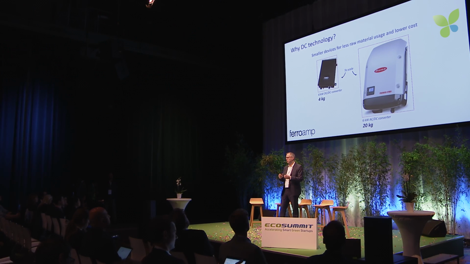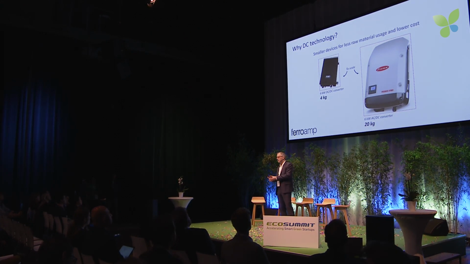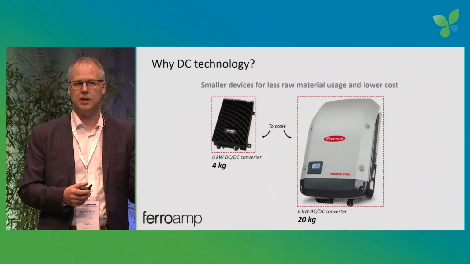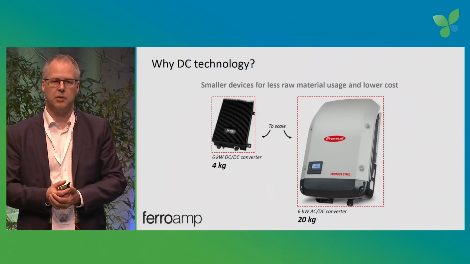Something that I would like to highlight last is why DC grids and DC technology is interesting. This is a comparison. On the left-hand side of the picture, you see our solar string optimizer. It's used to connect solar panels to a DC grid. On the right-hand side, you see a market-leading inverter, which is used to connect solar panels to an AC grid. In our DC grid example, our unit weighs 4 kilograms, and it has the same functionality as the one used to connect to an AC grid, which weighs 20 kilograms.